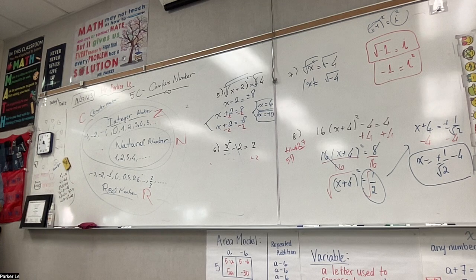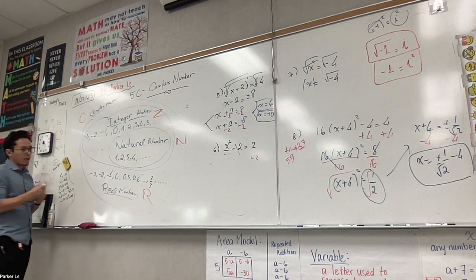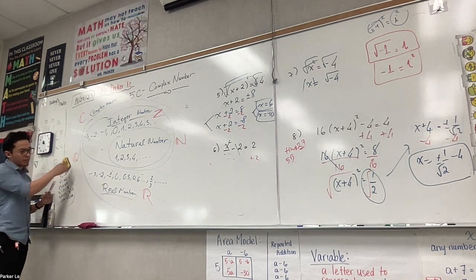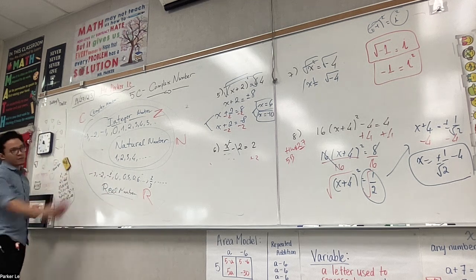It's good to know this number system. You also have Q, the rational numbers. Q is part of R, so you don't talk about it separately. Q is the rational system, inside of it. So yeah.